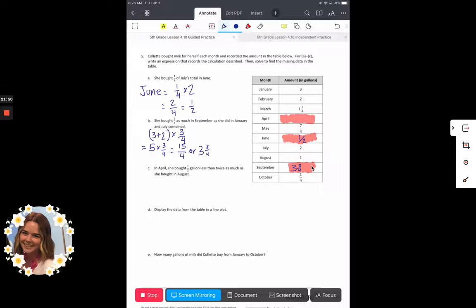Alrighty, so for C, it says in April, she bought 1/2 gallon less than twice as much as she bought in August. So in August, she bought 1 gallon. So twice as much would mean 2 times 1. And she bought 1/2 gallon less. So we're subtracting 1/2 gallon. So this becomes 2 minus 1/2, or 1 1/2 gallons.